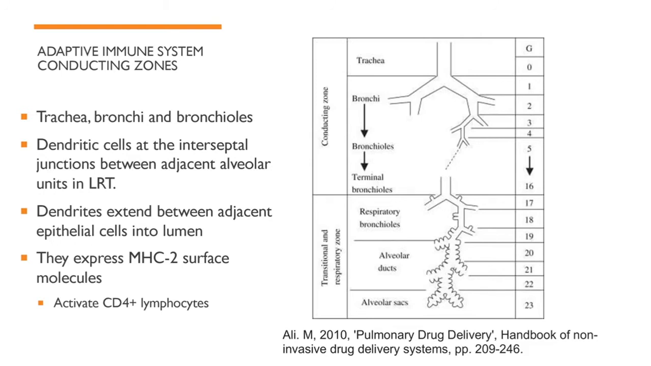The conducting airways include the trachea, bronchi, and bronchioles. These house the largest proportions of dendritic cells, particularly at the interceptal junctions between adjacent alveolar units in the lower respiratory tract. Here, dendrites extend between adjacent epithelial cells into the lumen, allowing the direct detection of luminal agents by expression of CX3CR1 receptors. These dendritic cells express MHC2 surface molecules and are therefore able to activate CD4 lymphocytes once they have conveyed the peptide form of the detected antigen to naive T cells.